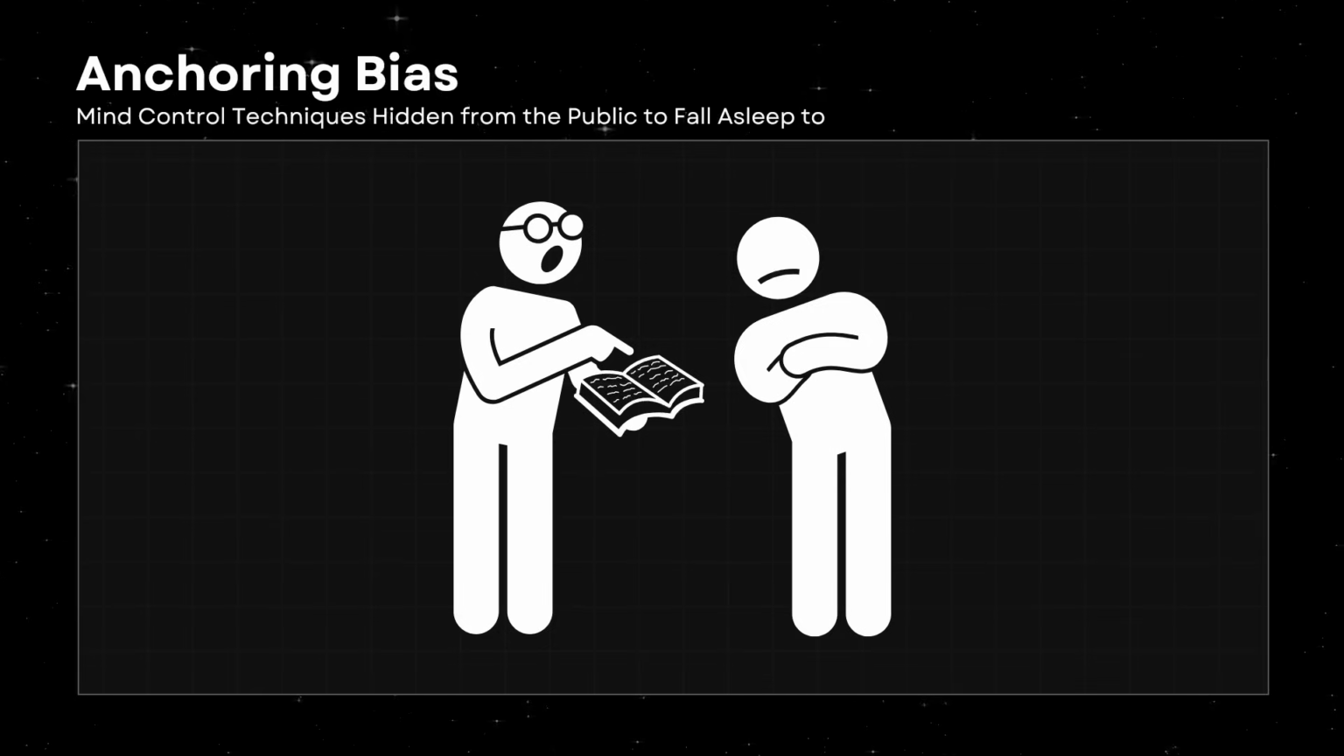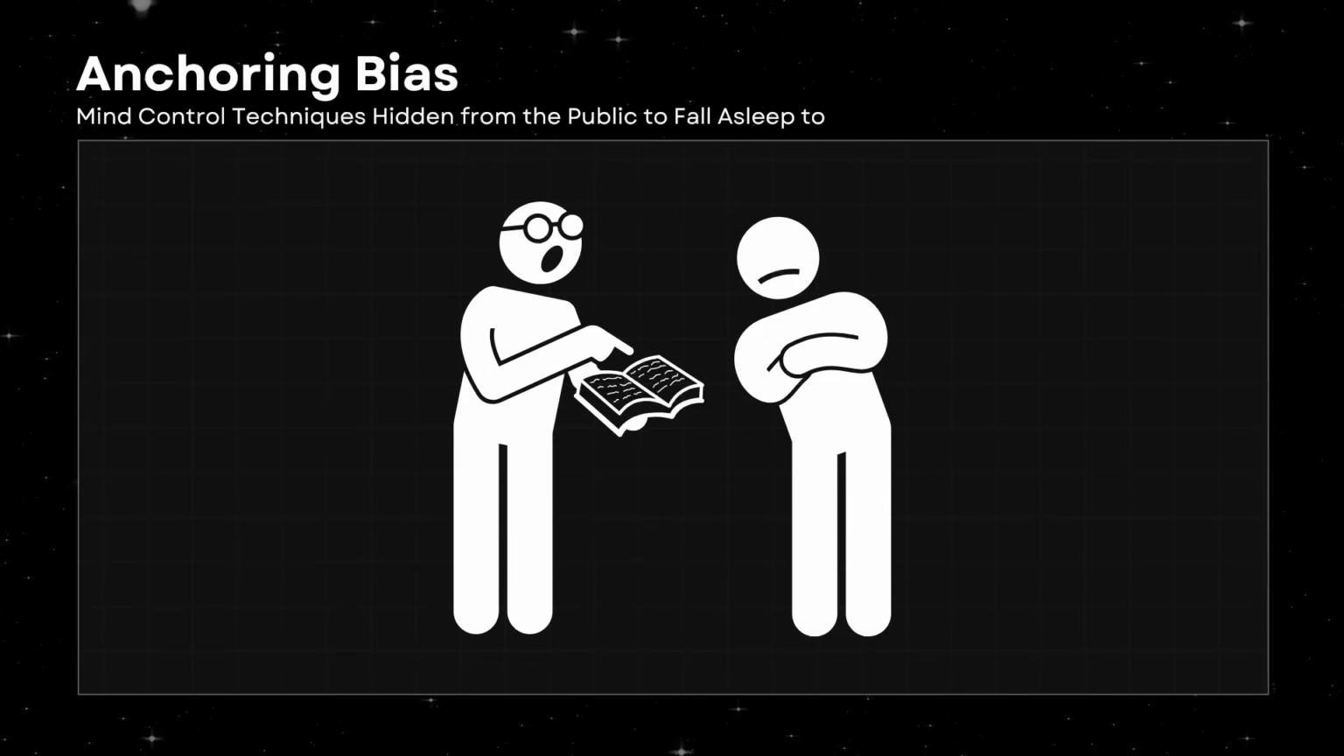They just react to the difference between the anchor and the current price. This also works in salary negotiations. A hiring manager may ask what the applicant made at their last job. That number becomes the anchor. If the applicant says $50,000, the offer may come in slightly higher. If they say $70,000, the offer may rise, even if the job role is the same.